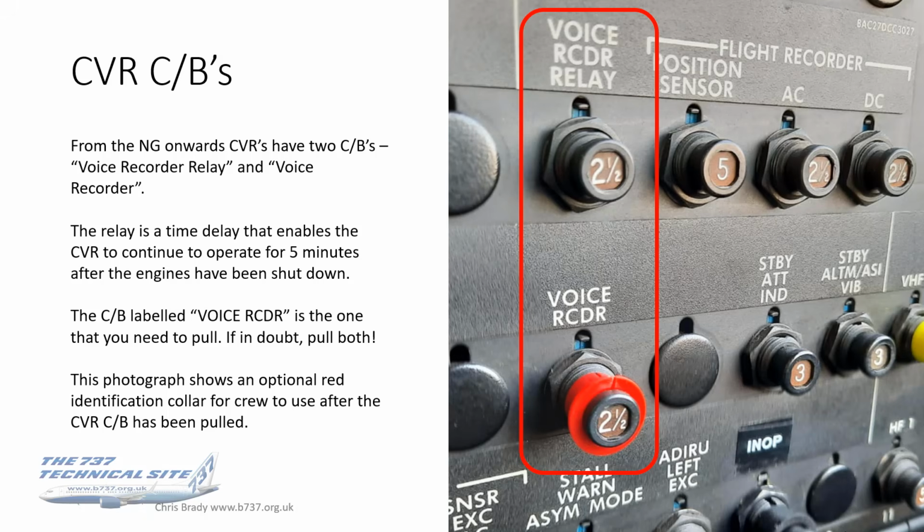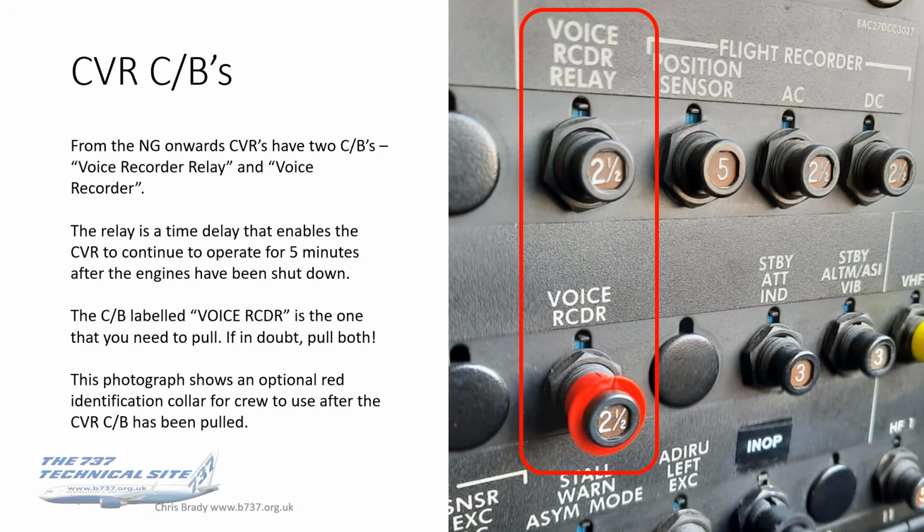Okay, so let's talk about the CVRs. Now, this photo is from the panel of an NG, and you can see that there are actually two circuit breakers rather than one as there were on the Classics. Voice recorder relay and voice recorder. The relay is just a time delay circuit that allows the CVR to continue to operate for 5 minutes after the engine's been shut down. That's all that is. The one labelled voice recorder is the one that you need to pull.